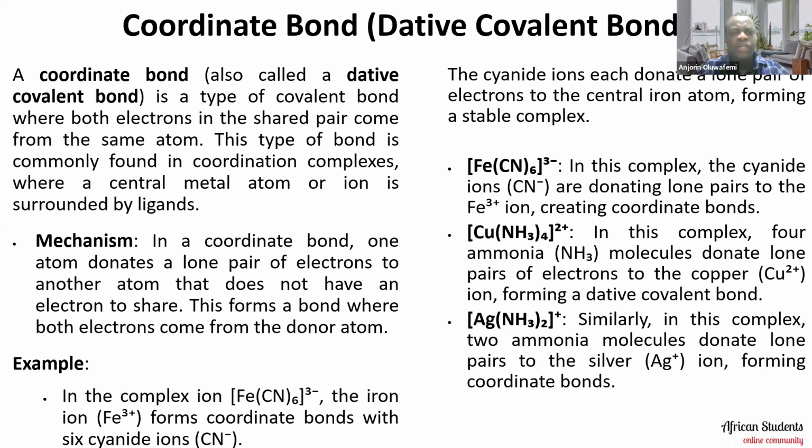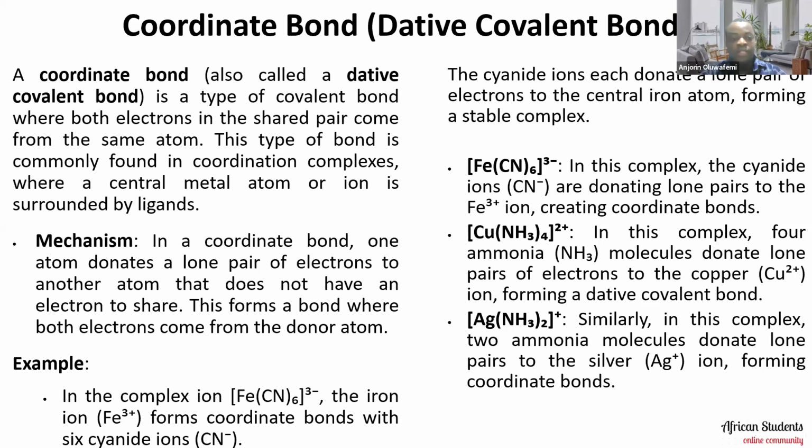Mind you, the sharing of electrons is most of the time supplied by a particular atom, compared to a covalent bond whereby you bring yours, I'll bring mine. But it is not really like that with a coordinate or dative covalent bond. So the mechanism behind a dative covalent bond is that one atom donates a lone pair of electrons to another atom that does not have an electron to share. Now, this forms a bond where both electrons come from the donor atom. So this is what we will find in a dative covalent bond or coordinate bond.